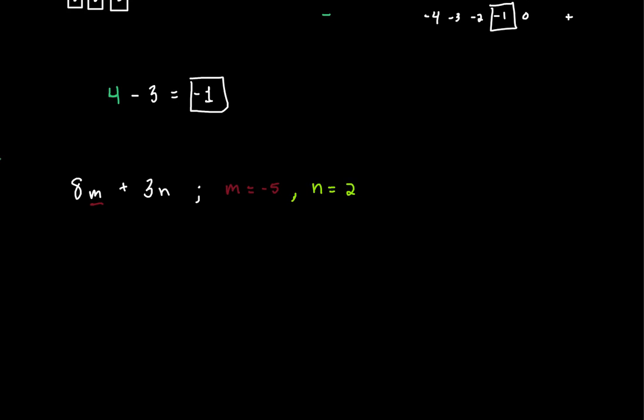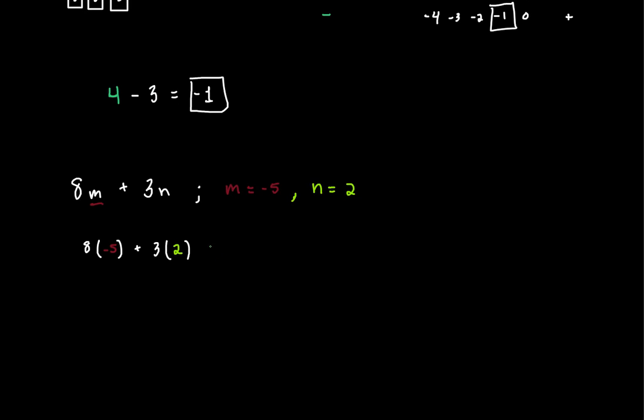Again, first thing is we're going to substitute. I'm going to substitute in the m first. I have 8 attached to this m, and I'm going to plug in this -5 for m. And then I'm going to add in the 3, and I'm also going to be substituting in a number for n, and that was our +2.